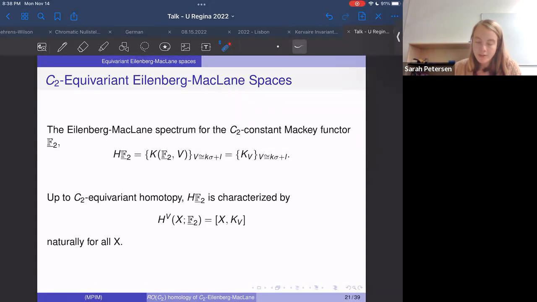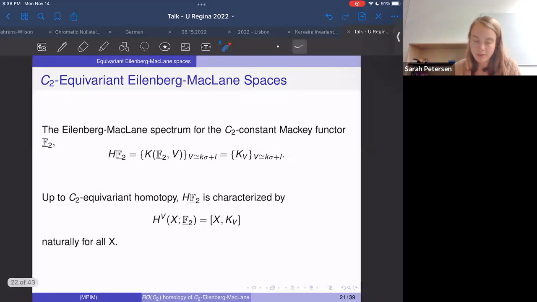We also have an Eilenberg-MacLane spectrum for the C2 constant Mackey functor F2 up to C2 equivariant homotopy. HF2 is characterized by the cohomology of a space X being equivalent to the homotopy classes of maps from X into KV. So we once again have a star product on the spaces KV. HF2 is a genuine equivariant ring spectrum, so there's a notion of the circle product. So we can at least consider these 2 things and see if we can compute with that.